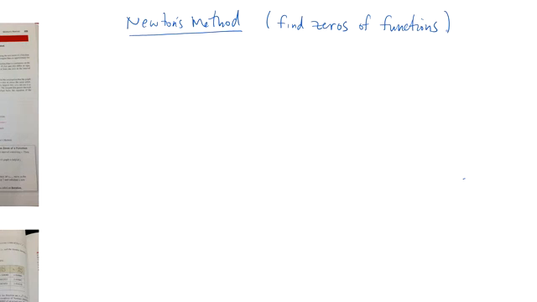Alright, Newton's method. Okay, let me give you a quick big picture, buddy. Big picture, Newton's method is to find zeros of functions. Because a whole lot of functions we can find zeros of without this.